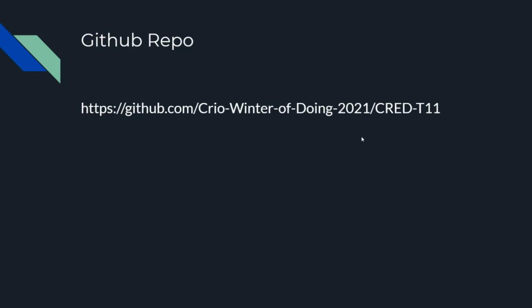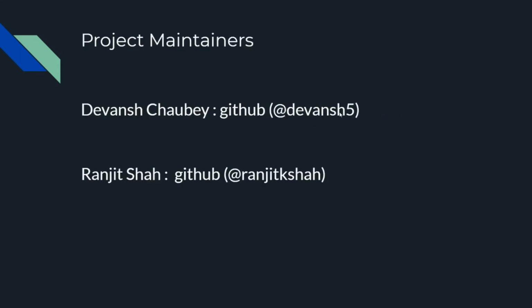And how can you contact us? These are the GitHub usernames. This is my username, Devansh 5, and this is Ranjit, who is my teammate, and we have developed this project together. If you have any queries or doubts, you can directly contact us on GitHub. Or if you want to contribute to this project, you can directly open issues.